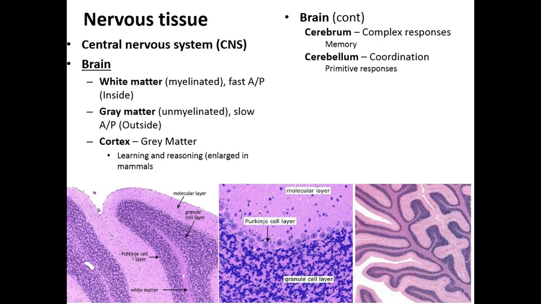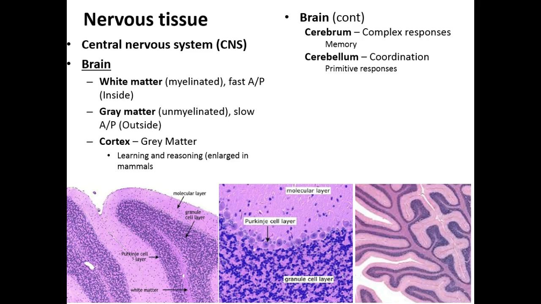All right, we're also going to look at the structure of specifically the cerebellum, but I'm going to talk a little bit about the brain in general. So the white matter in the brain is myelinated, and it's also got a fast action potential here, but it's inside, so it's flipped. The gray matter is unmyelinated, it's slow, and it's outside.